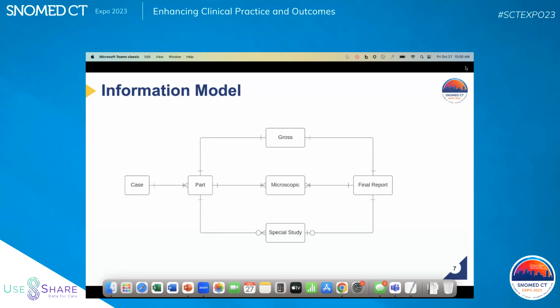The reason I bring this up is, it's kind of an IT way to look at pathology, which is important if we're implementing and we're not pathologists, to understand the information model, and we'll go with that.